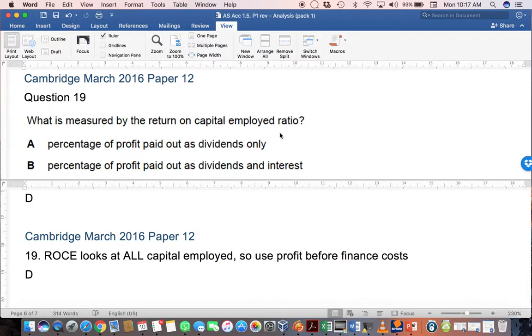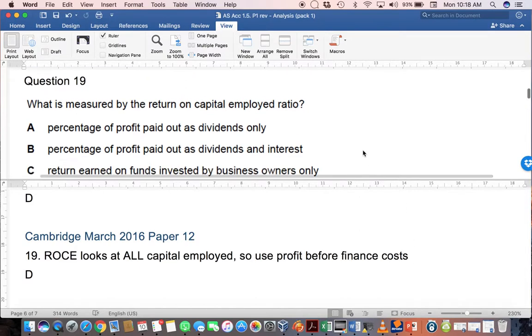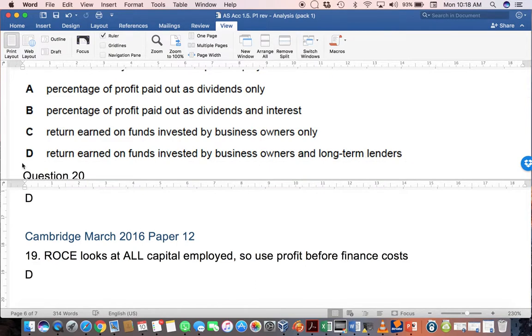Remember that capital employed refers to both own and borrowed capital, and as such, the return needs to be the return that is earned by both the owners as well as the people lending money to the business. As such, you would want to use any profit of the business before the finance costs. If we look at all the options that are available, that would lead us to choose D, the return earned on funds invested by business owners and long-term lenders.